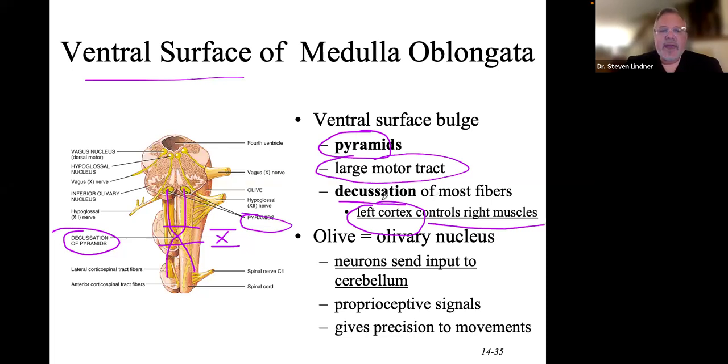Okay, this area here called the olive or the olivary nucleus, this is an area of the medulla that is going to send input into the cerebellum. So messages that go into the cerebellum are involved in helping us coordinate precision to our movements.